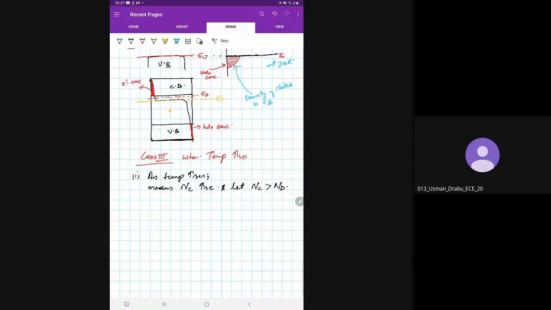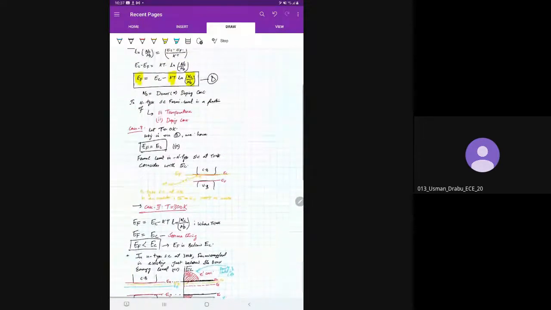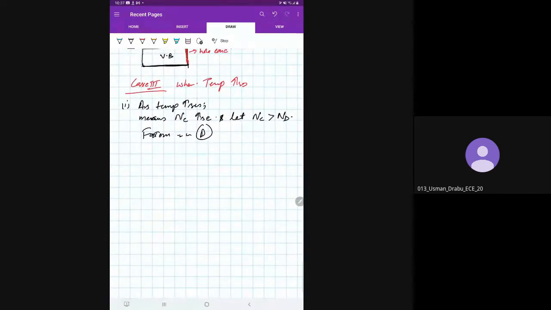Then we can see from equation D that EC minus E of F will still be greater than 0, or we can say that EC is greater than E of F, meaning that the Fermi level is lesser than EC. It is still lesser than EC. So in an n-type semiconductor, as temperature increases, EF moves away from the conduction band, that is, the Fermi level.